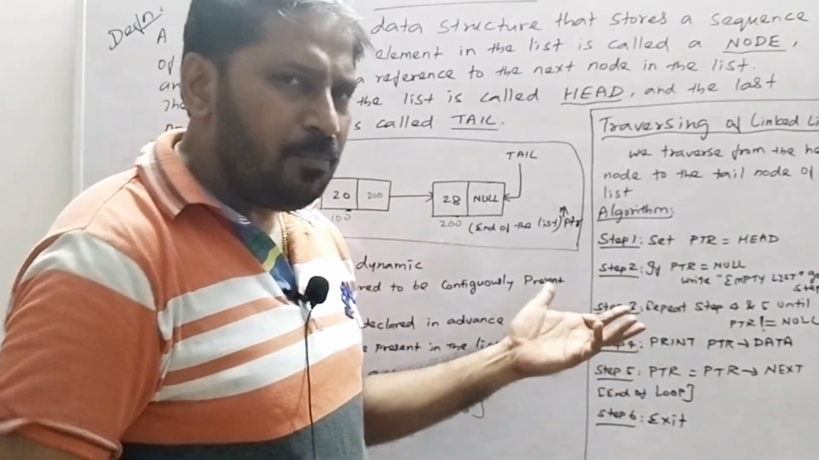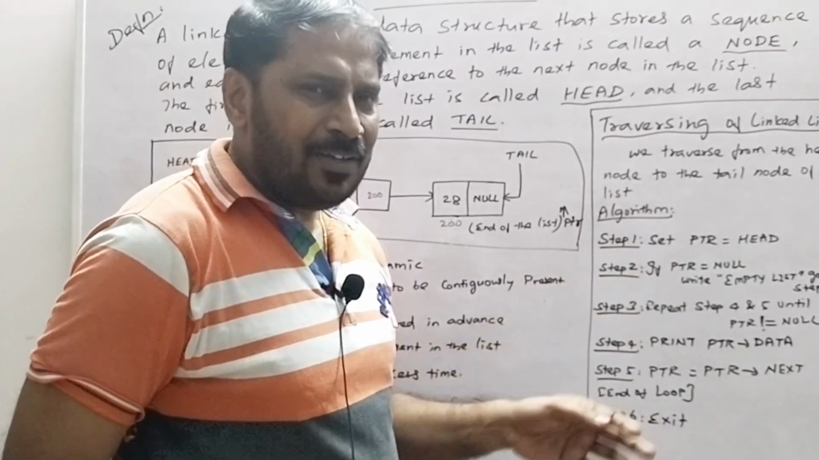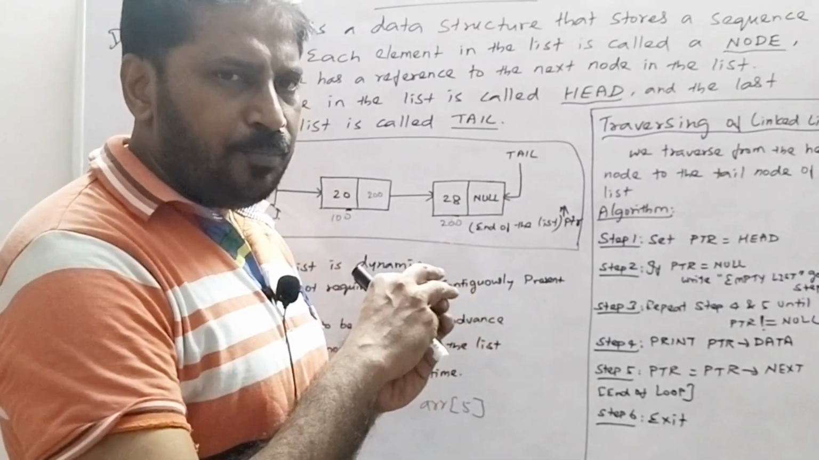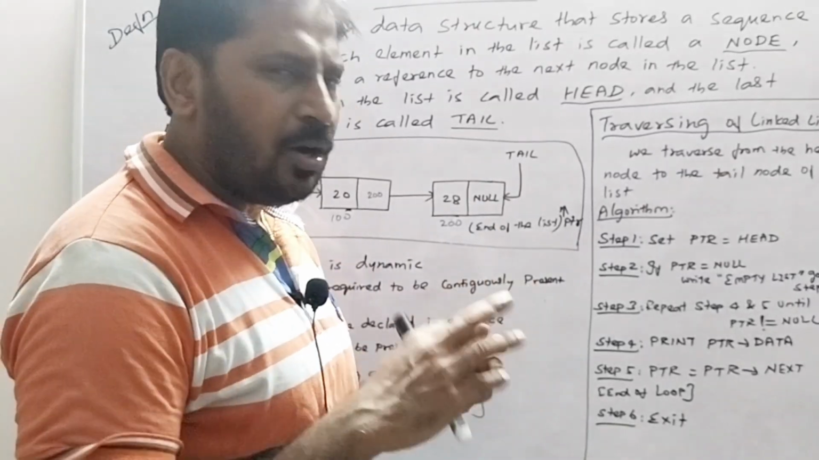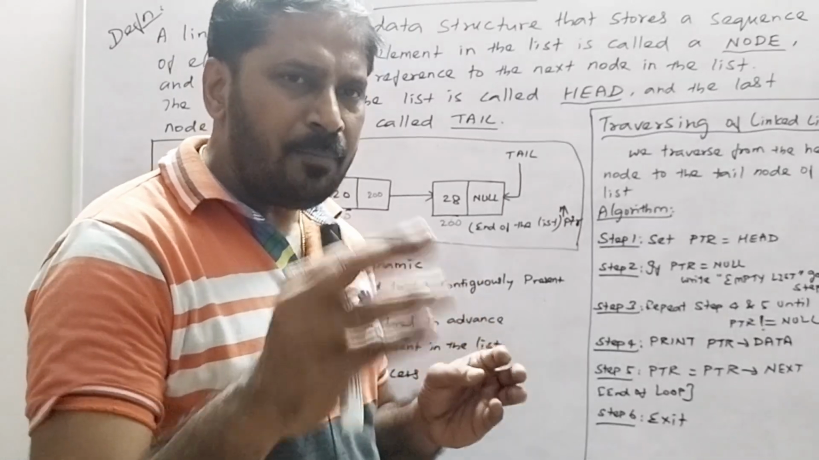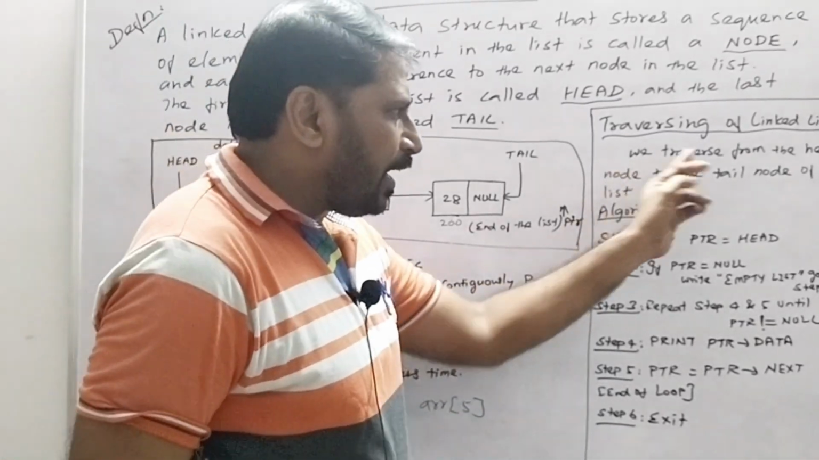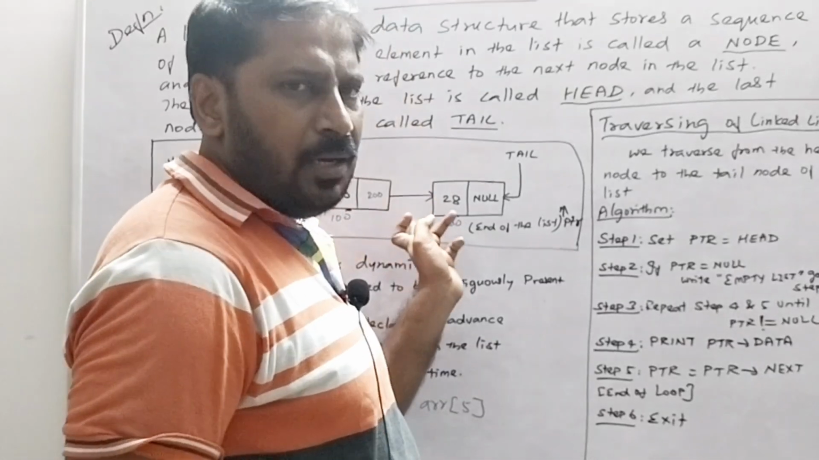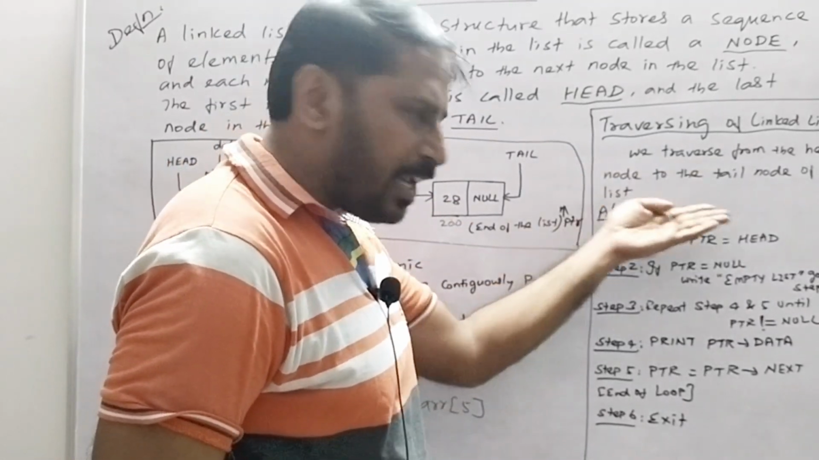Before that, what do you mean by traversing? Traversing is nothing but going node by node in a particular linked list. We call it traversing, moving one by one. So we traverse from the head node to the tail node of the linked list.